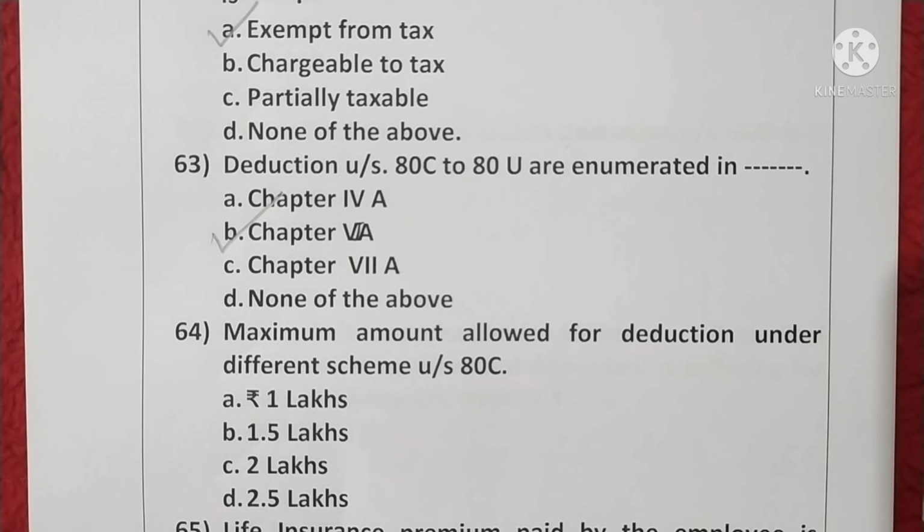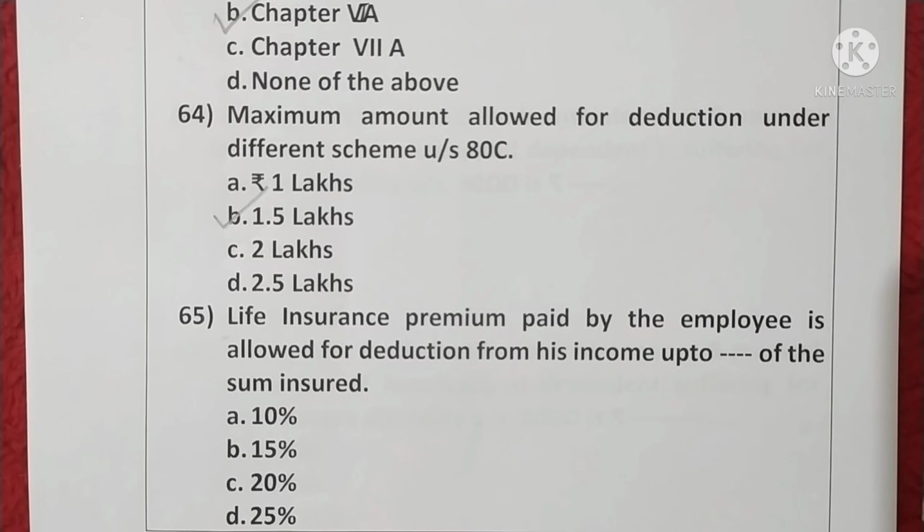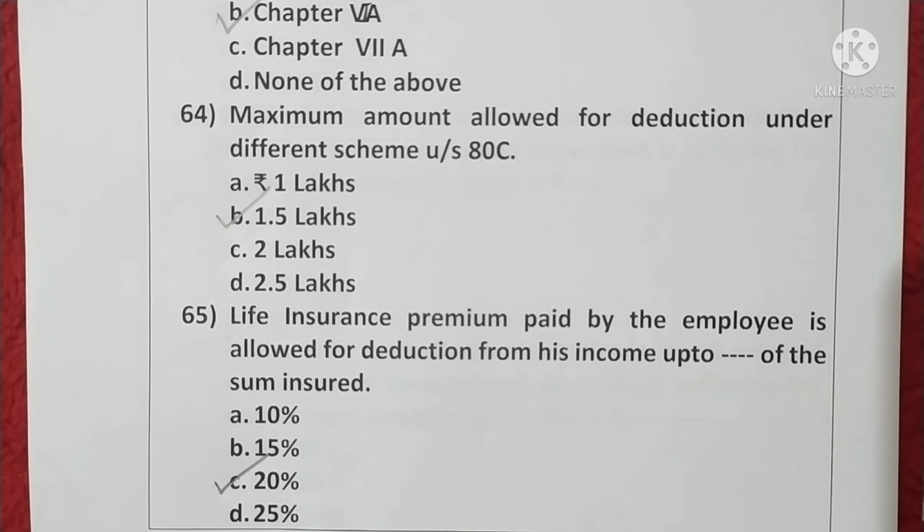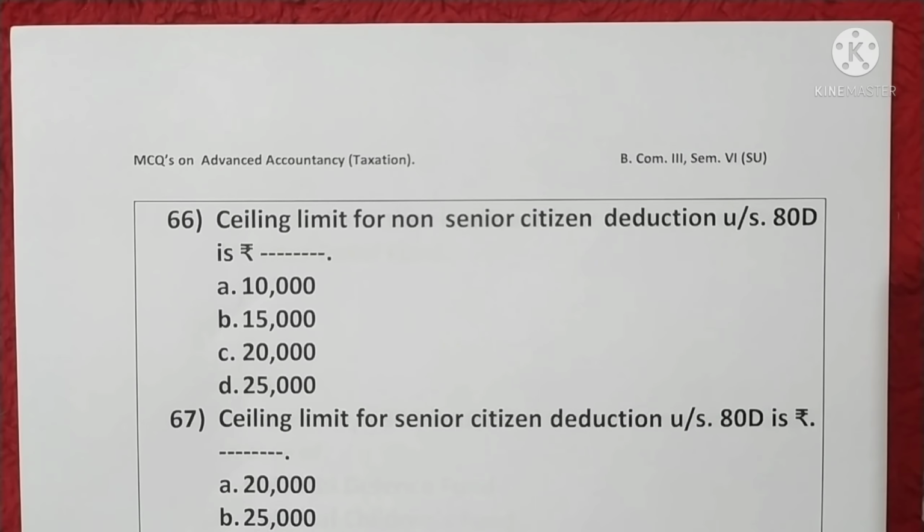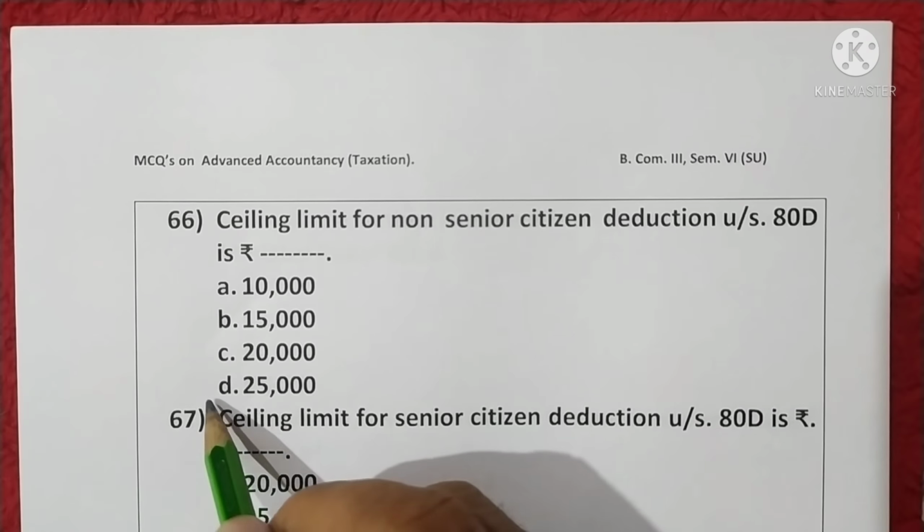Question 64. The maximum amount allowed for deduction under different schemes under section 80C is rupees 1,50,000. Option B is correct one. Question 65. The life insurance premium paid by an employee is allowed for deduction from his income up to dash dash of the sum insured. Here, deduction is allowed from his income up to 20% of the sum insured. Option C is correct one. Question 66. The ceiling limit for non-senior citizen deduction under section 80D is 25,000. Option D is correct one.